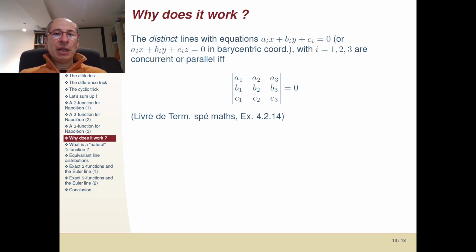Why does it work? Well, it might be a little bit disappointing here, because the reason it works is quite simple. In fact, it just has to do with some determinant. Let's explain that. If we take 3 distinct lines with equations of this form, where i is 1, 2, or 3, we can either consider the Cartesian equations and use Cartesian coordinates, or we can also use barycentric coordinates for that matter. The result is the same, and the result is that these lines are concurrent or parallel if and only if this determinant is equal to 0.